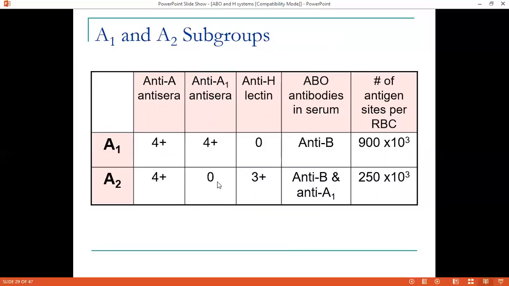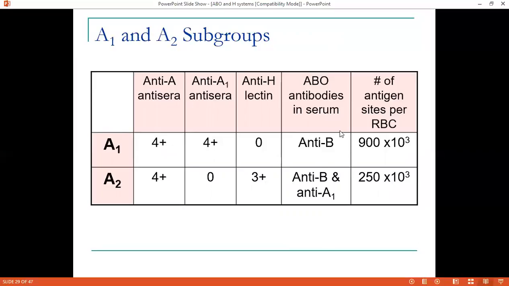And then the other main difference is that if you were to use an anti-H lectin, which is another special reagent, also known as Ulex europaeus. If you want to know how to spell that, I did put the spellings of them down in the notes section of the PowerPoint. But essentially what you'll find is that an A1 blood type person is not going to react with the anti-H, and the reason being is because all of the H has converted over to the A1. Whereas A2 people, if you were to test with the anti-H, you would get reactivity because A2 blood group people are not able to convert all of their H antigen over to A.